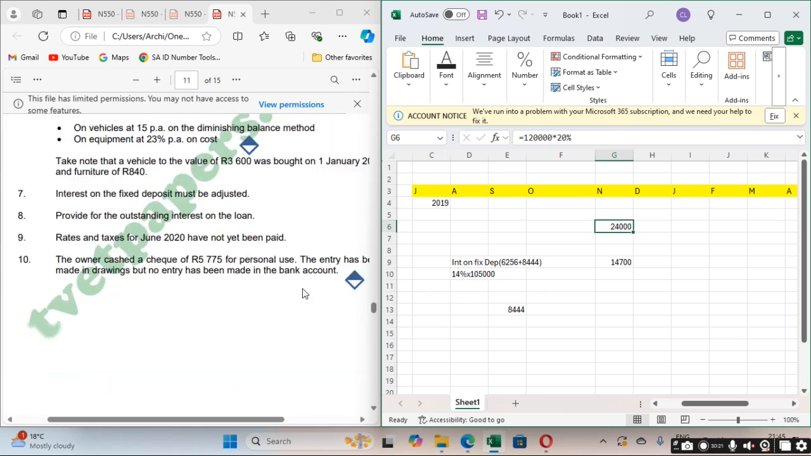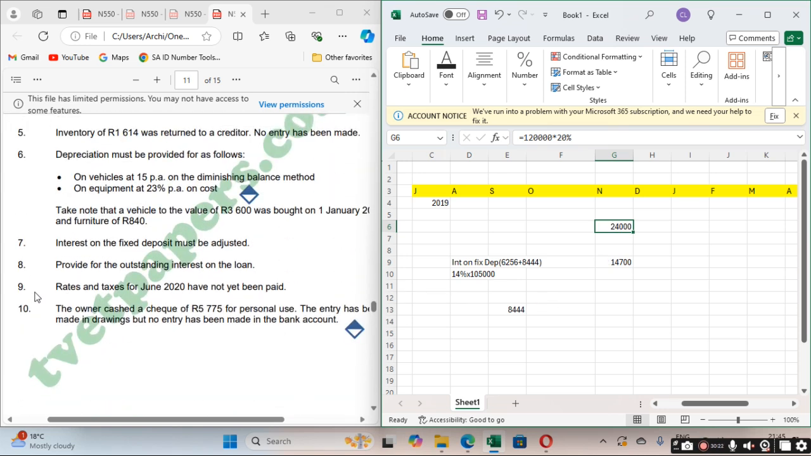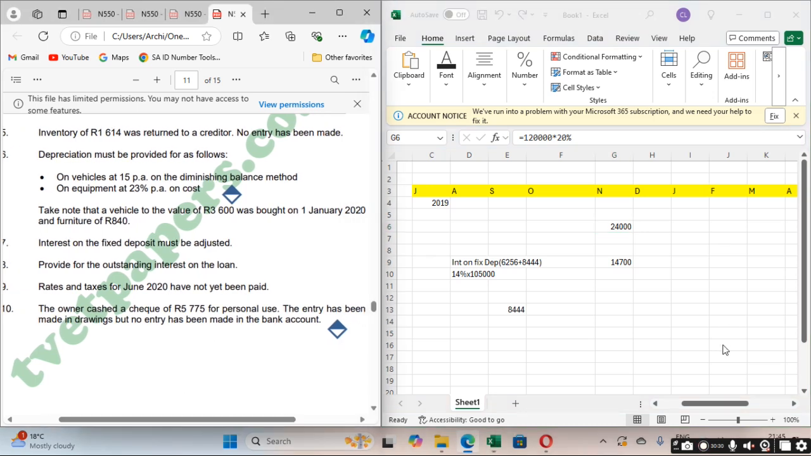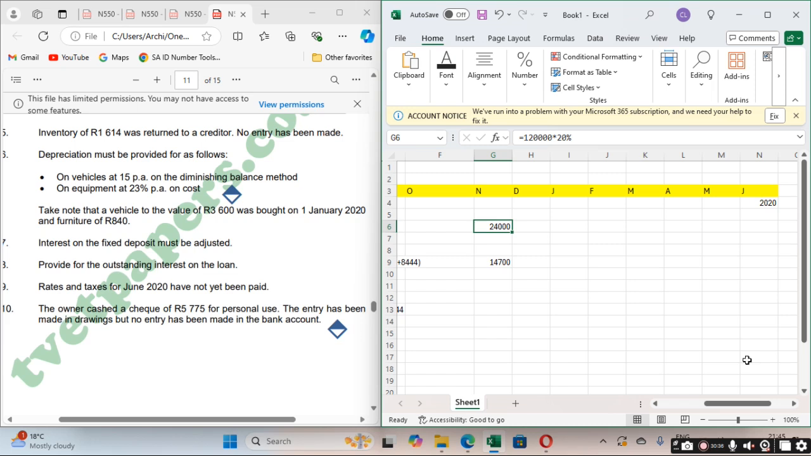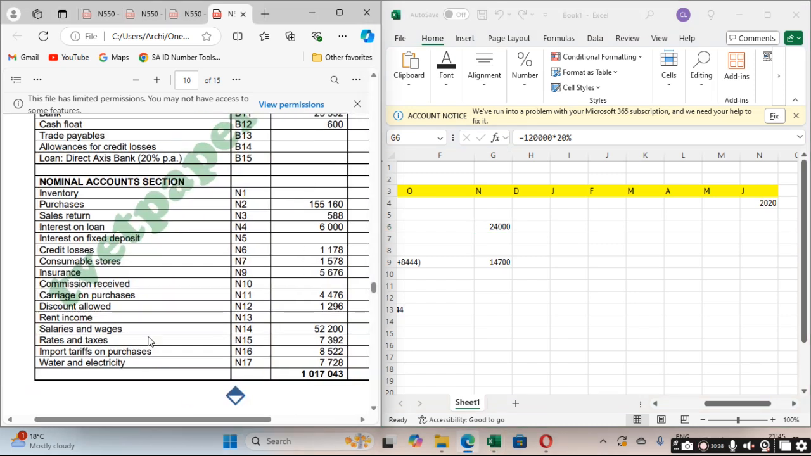Simple, straightforward, simple ABC. So number 9, they're saying rates and taxes for June 2020 has not yet been paid. So June 2020, June is the last day of the month. So rates and taxes, how much have we paid so far? We've paid 7,392.